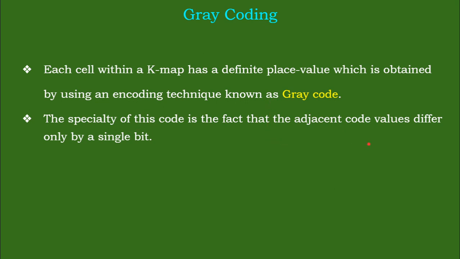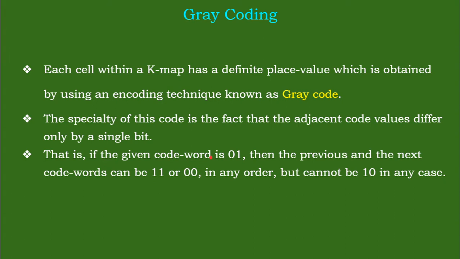Let us see with an example in the next slides how the gray code varies from one digit to the next digit. The speciality of this code is the fact that the adjacent code values differ only by a single bit. That means when you have consecutive values of the gray code, they differ only by a single bit. So that is the correct method of numbering the map using this gray code. Only then the simplification will be perfect.